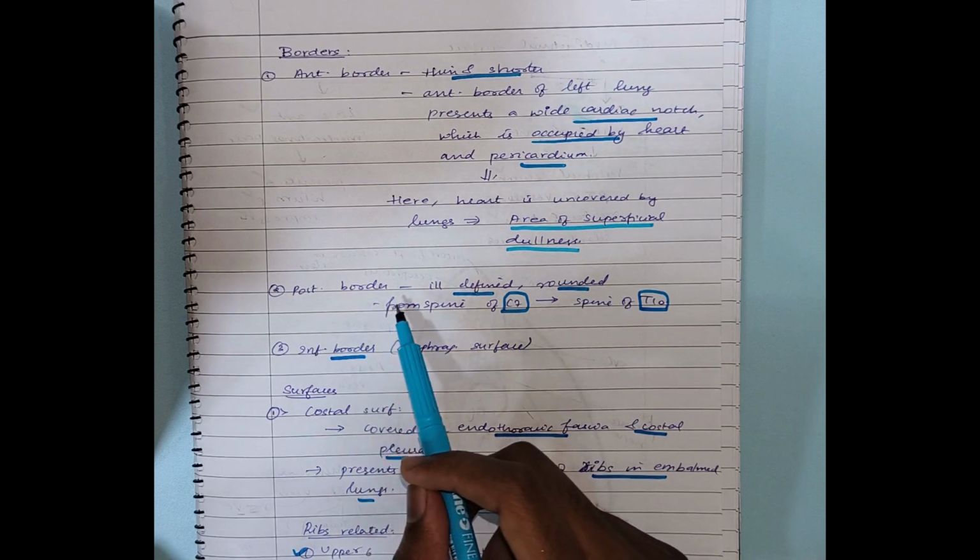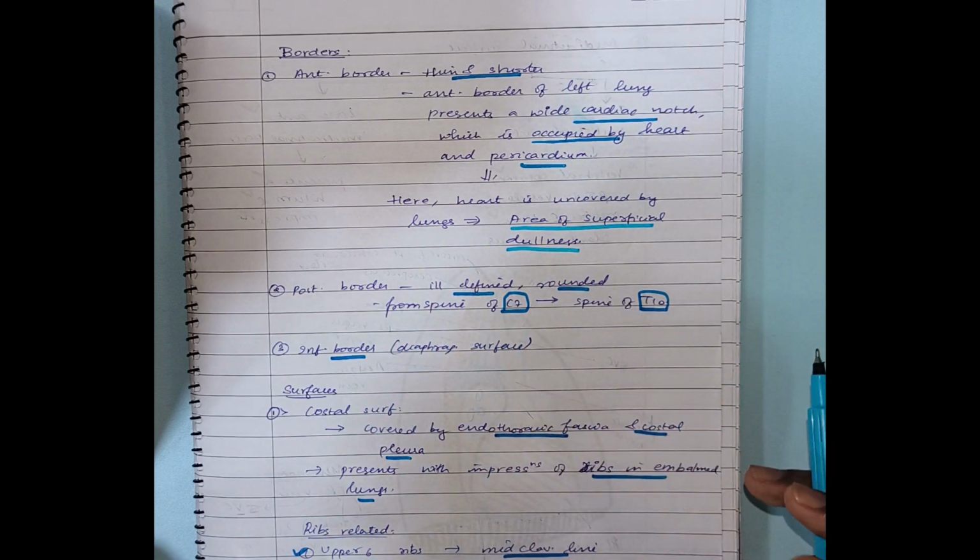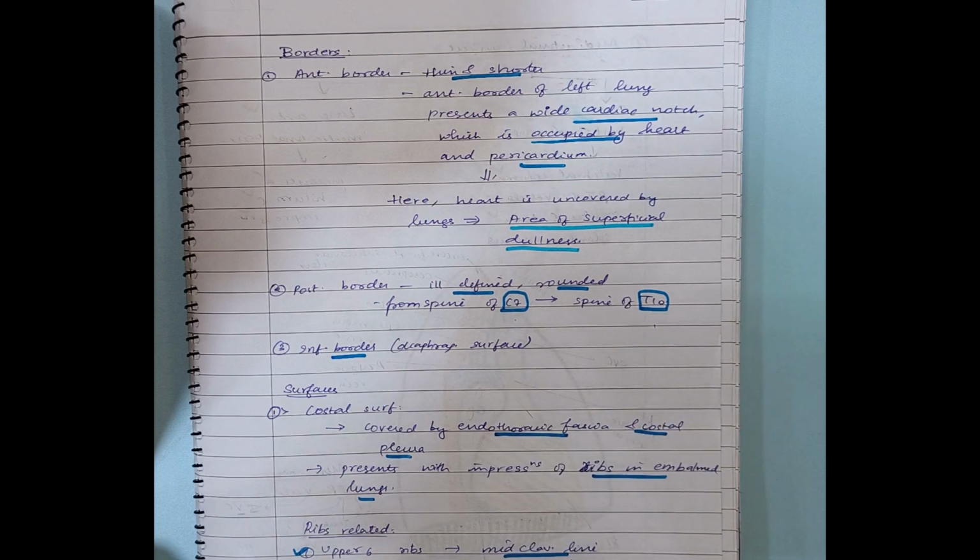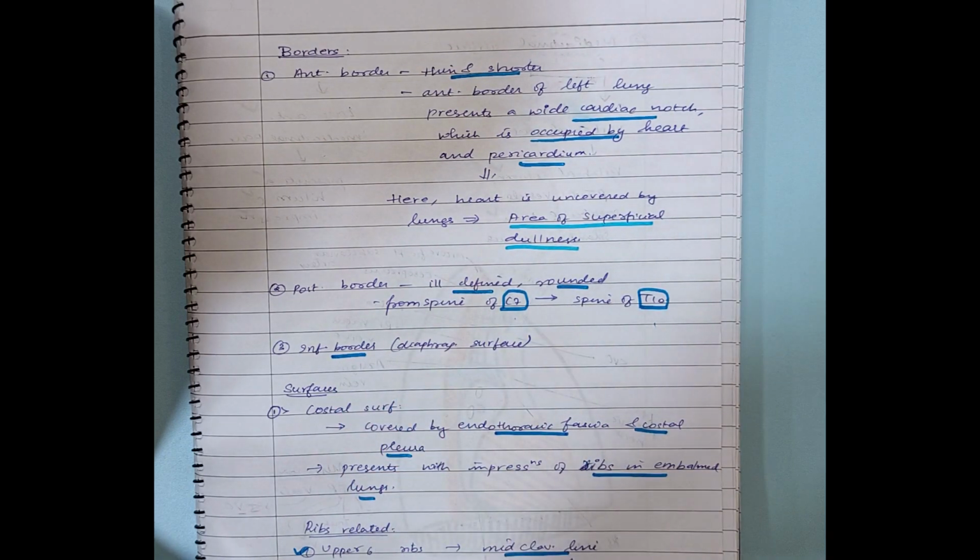Now if we talk about the posterior border, it is ill defined and rounded. It extends from the spine of C7 to the spine of T10. Now the inferior border is also known as the diaphragmatic surface, as it rests on the diaphragm.